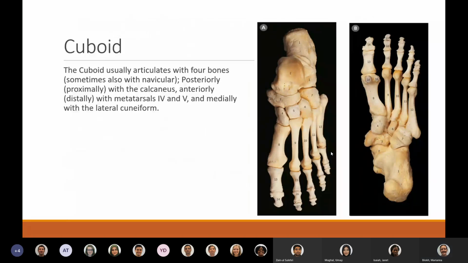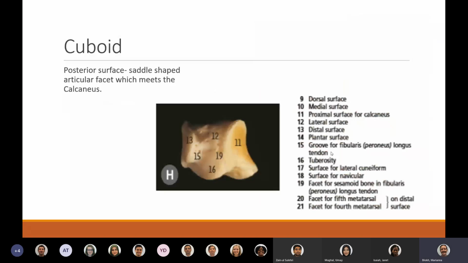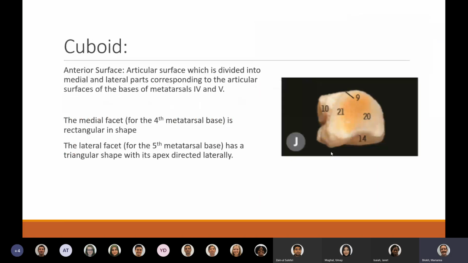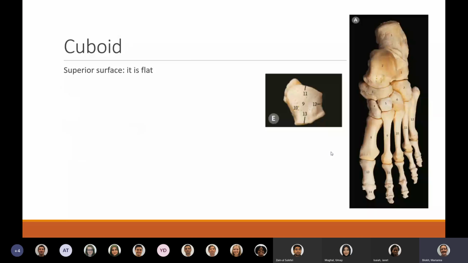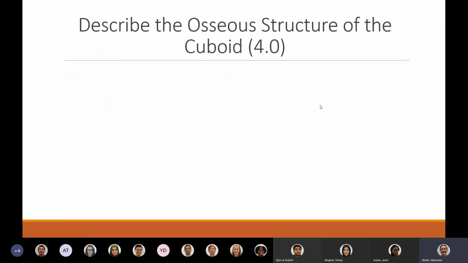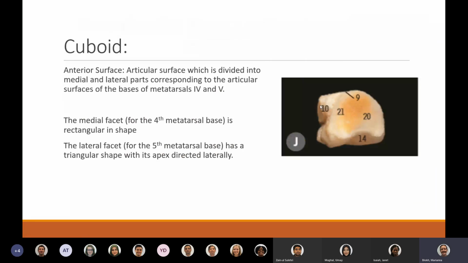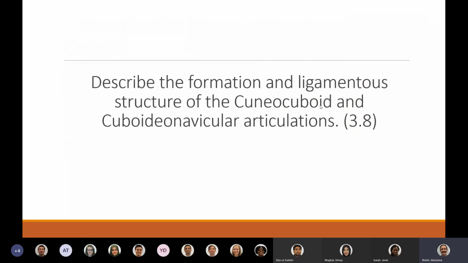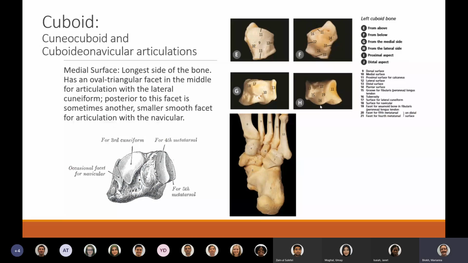Okay, osseous structure of the cuboid. Pretty much self-explanatory, not much to discuss. You can read it. They do ask about the cuboid and the shape of the articulations with the fourth and fifth metatarsals. We reviewed that in class, but this is pretty much that.